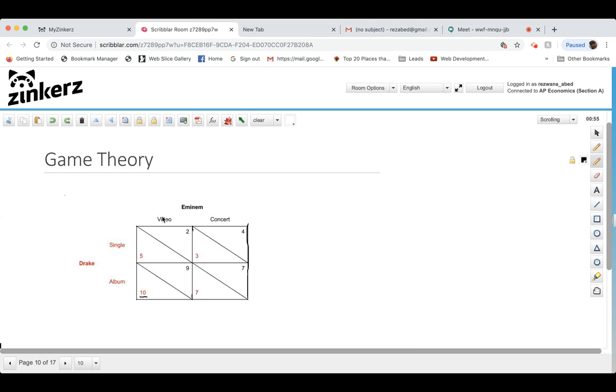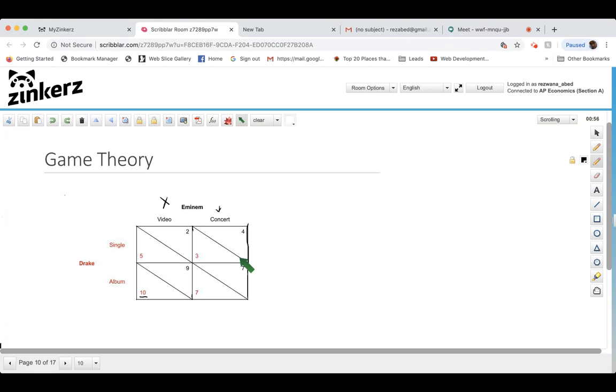Now we're going to switch. Let's pretend that this column doesn't exist right now, and we're only looking at this column. If Eminem is doing a concert, what is the better option, single or album? Which numbers are you going to compare?